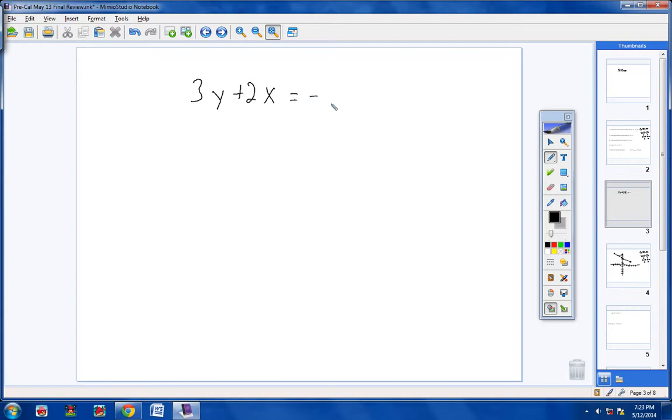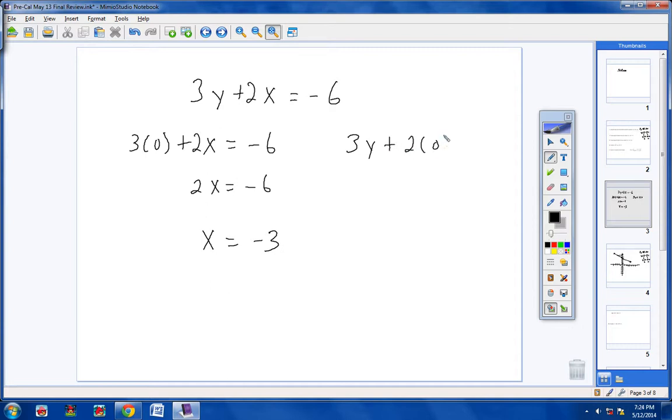Now, what you do is you first of all put 0 in for y, and that will give you the x-intercept. 3 times 0 is 0. 0 plus 2x is 2x. Divide both sides by 2, and the x-intercept is negative 3. Now, next we will put 0 in for x, and that will give us the y-intercept. 2 times 0 is 0. 3y plus 0 is 3y. Divide both sides by 3, and y equals negative 2.